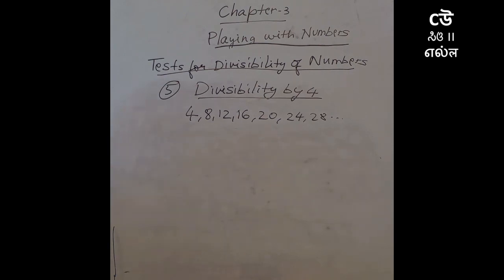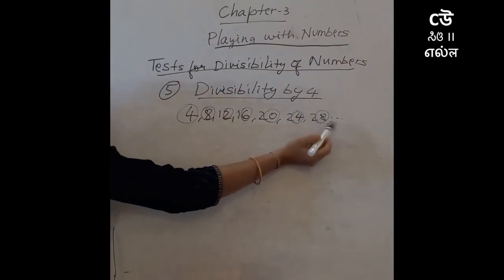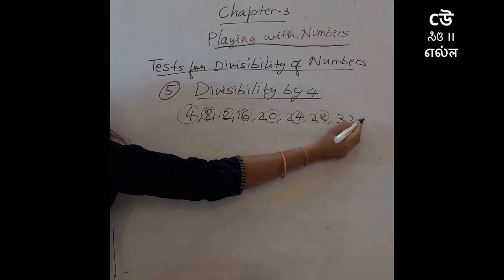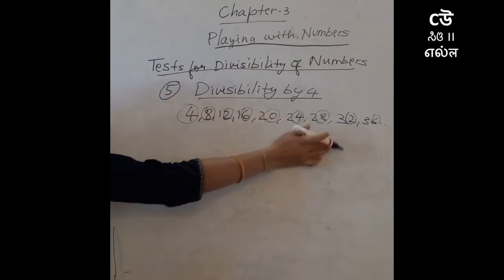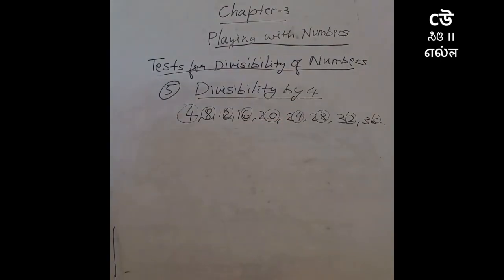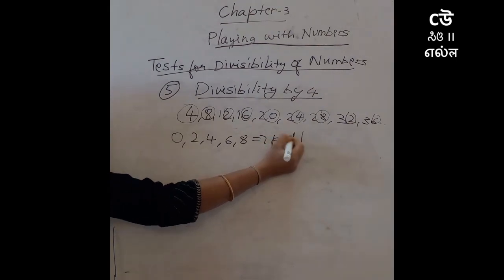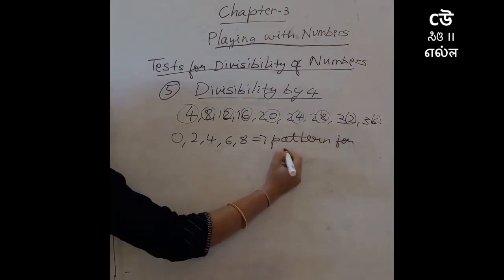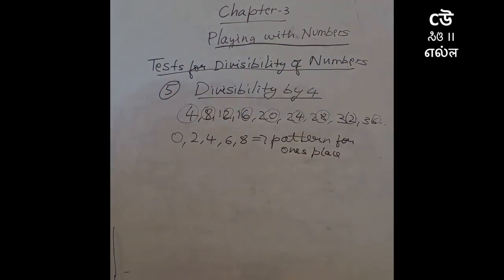So can you observe any pattern in this? Yeah, we can observe, because here we have ones places 4, 8, 2, 6, 0, 4, 8, again 2, 6, 0, and it goes on. So the pattern we are seeing is 4, 8, 2, 6, 0, that is 0, 2, 4, 6, 8. Here also we are seeing 0, 2, 4, 6, 8 as the pattern, right? This is the pattern we are observing for the ones place, children.